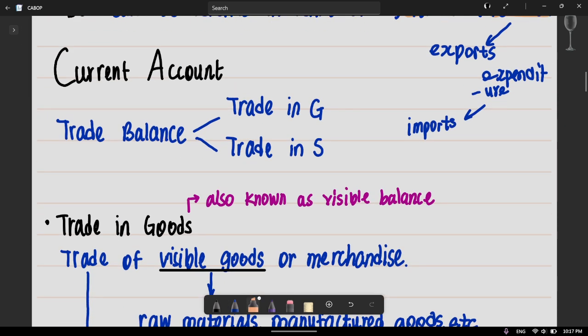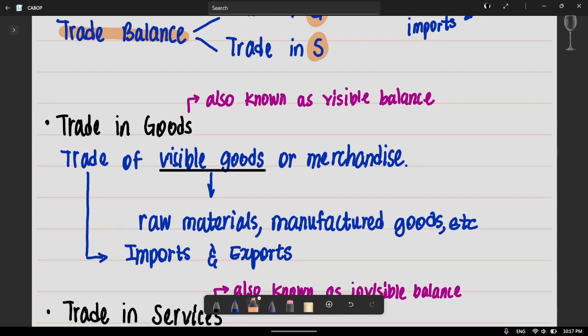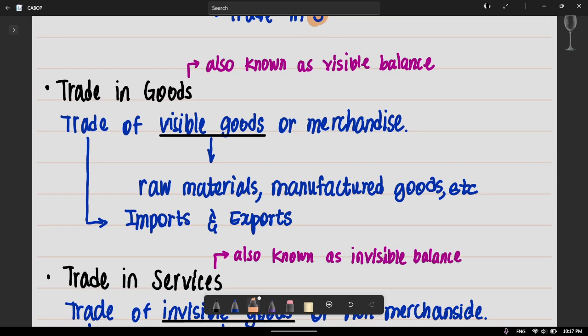We'll come to current account. Now, as we said, trade balance includes what? Trade in goods and trade in services. Now, when you're talking about trade, trade is going to be between two things or two countries. So it's going to be involving both the imports and the exports.